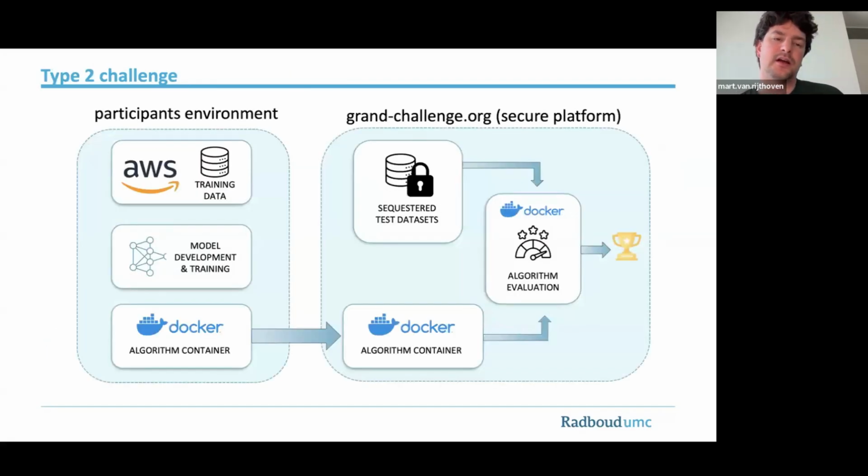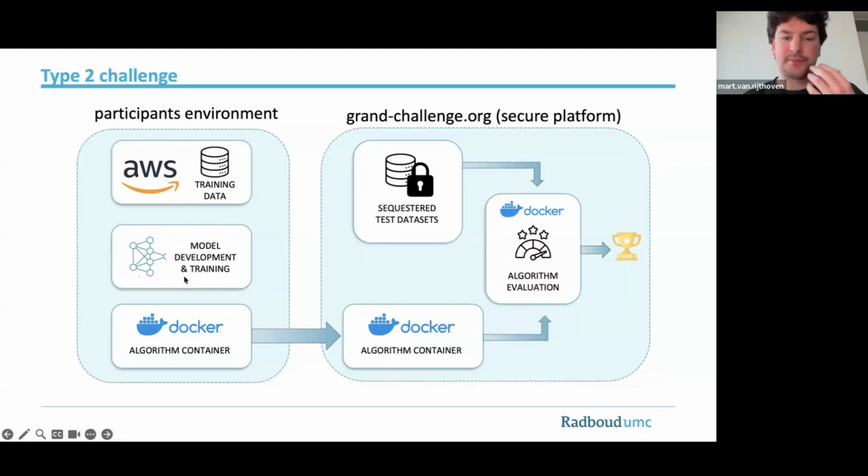And how we did this is called a type 2 challenge, because we had data that we could not share with all the participants, because we were not allowed because of patient data. So a type 2 challenge works as follows. You have the participants environment, and then we have the Grand Challenge platform. And for the participants environment, they can download the training data. This challenge was also sponsored by AWS, so we could put all the training data on AWS, and then participants could download the data to their local environment or to their cluster and do the model development themselves.